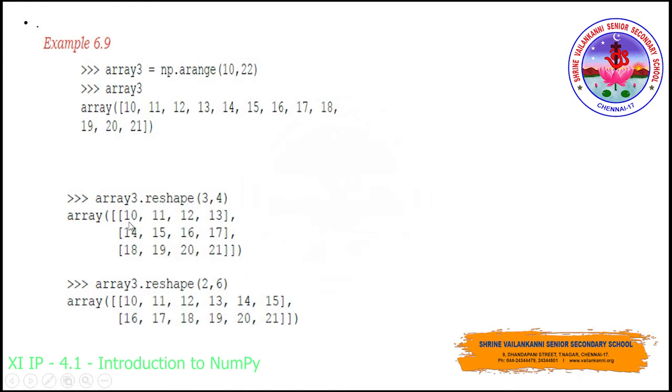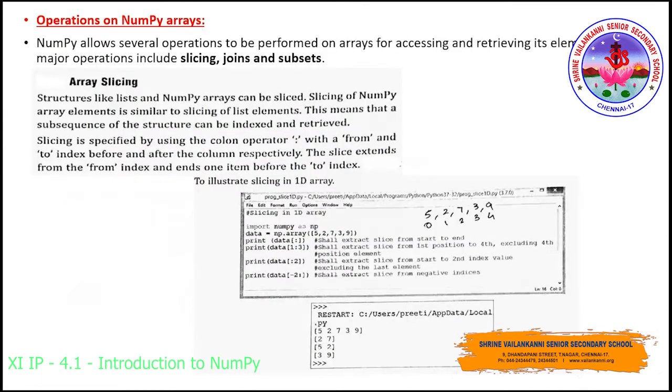So if I give 3 rows and 4 columns, in one particular row I can fix 4 elements, right? So 3 rows and 4 columns. Like that you can arrange it. And the other method is you can arrange it as 2 rows and 6 columns even. So it is up to the elements which we have. We can reshape a one dimensional array into a two dimensional array. Clear?